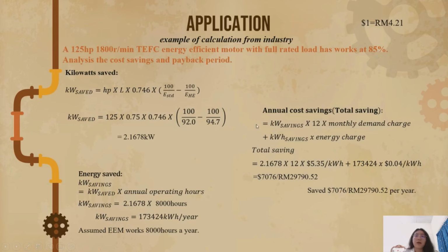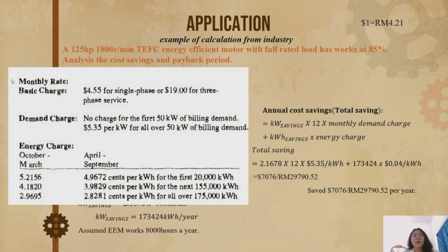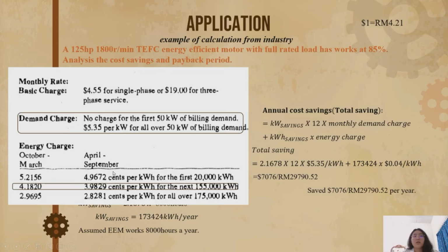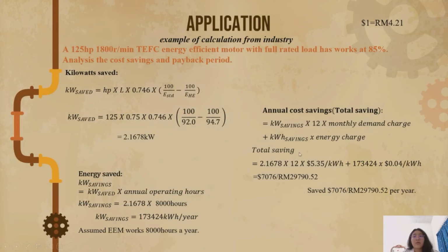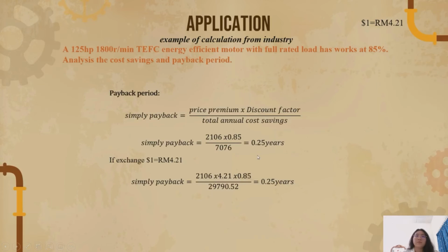And therefore, we can calculate the annual cost saving by inserting the kilowatt saved and kilowatt hour savings. The demand charge and the energy charge we can get from the billing statement. So the demand charge is $5.35 and the energy charge is $0.04 per kilowatt hour. So we insert the values and we get the total saving, which is $7076, or converted into RM is 297.90.52. In this case, we can conclude we have saved a total of $7076 per year.